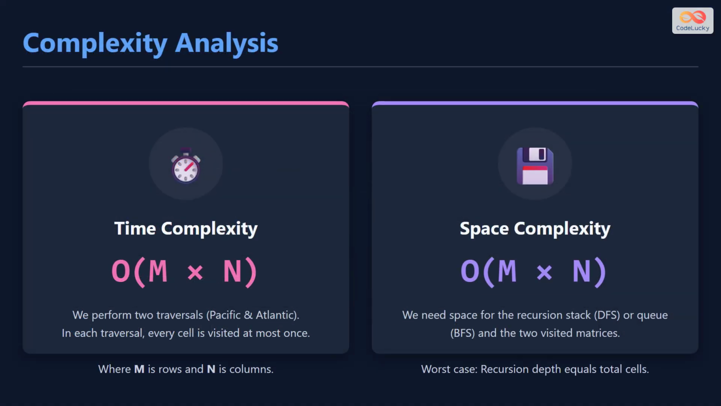The time complexity is O(m × n), where m and n are the grid dimensions, because we visit each cell a constant number of times. The space complexity is also O(m × n) to store our visited matrices and the recursion stack.